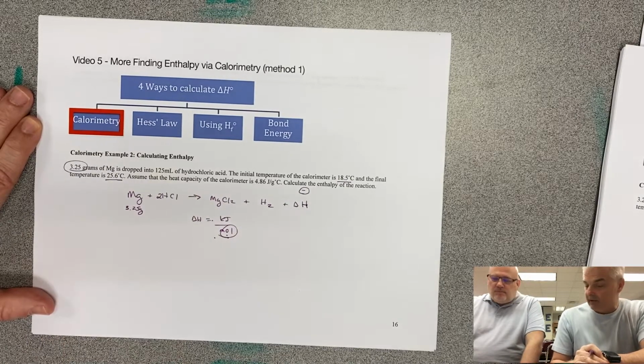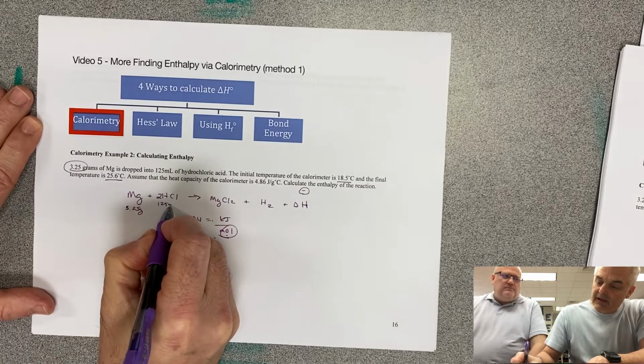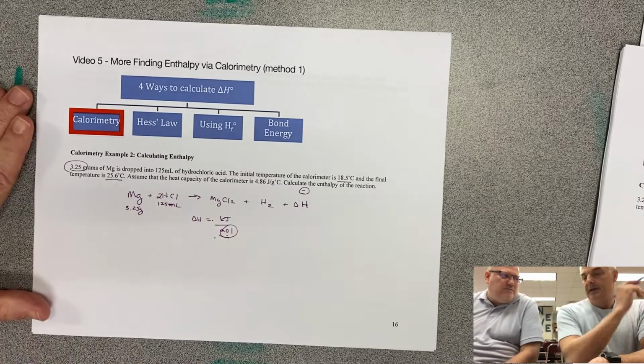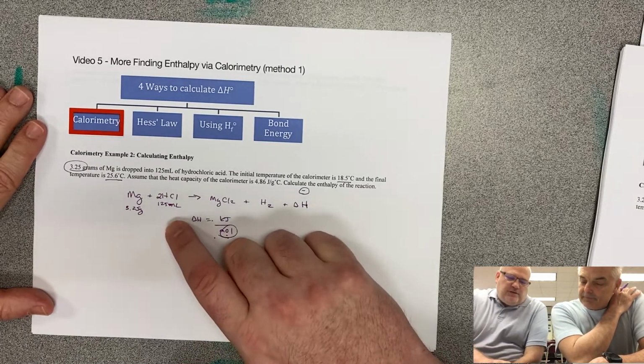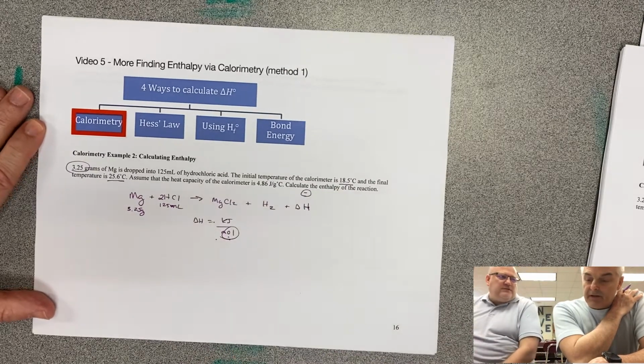Write down your knowns. For HCl, we have 125 milliliters of this. But we're going to do a magic transition. Tell me why we can magically transform that. Well, we say 125 milliliters, but we have grams here. We cannot compare grams and milliliters, correct? No, so what do we do?